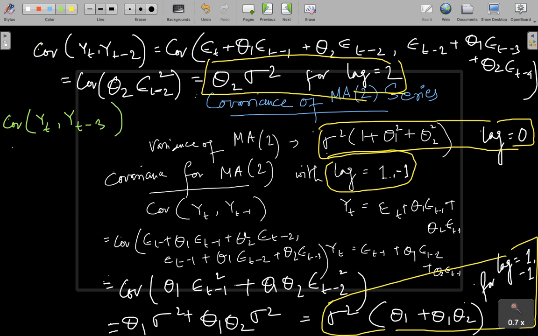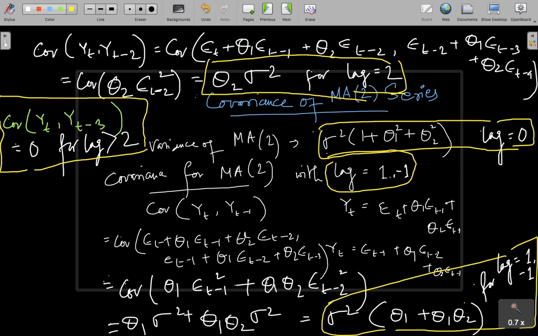So in this case, coming back to the white color, the covariance is going to be equal to 0 for lag greater than 2. This is another result, so we got these four results: the covariance for lag equal to 0, lag equal to 1, lag equal to 2, and lag more than 2. So that's about the covariance.